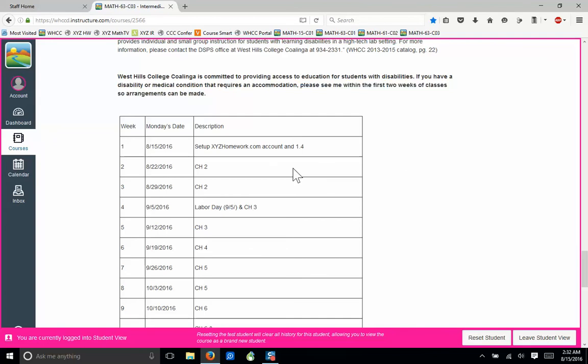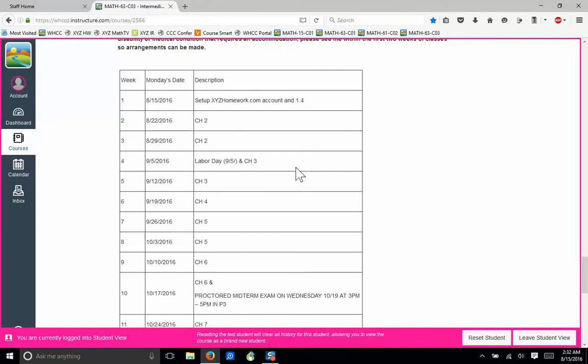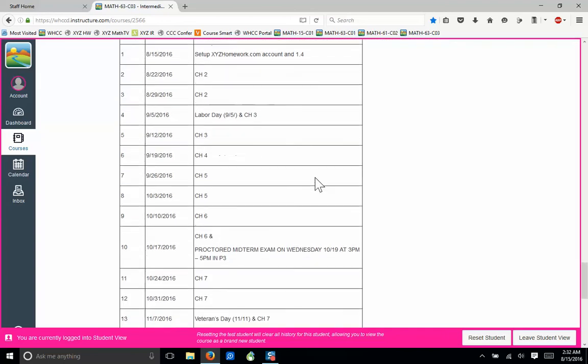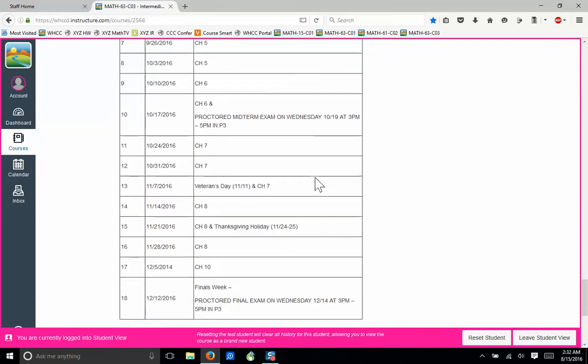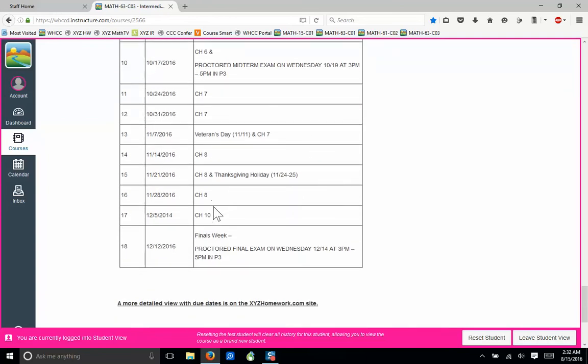All right, here's the calendar for the class. You will get a more detailed calendar on the publisher website. This is just an overall calendar of where you would be. And the one question that always comes up as students look at the calendar: Mr. H, chapter 9 is missing. There's no chapter 9. And that is true.